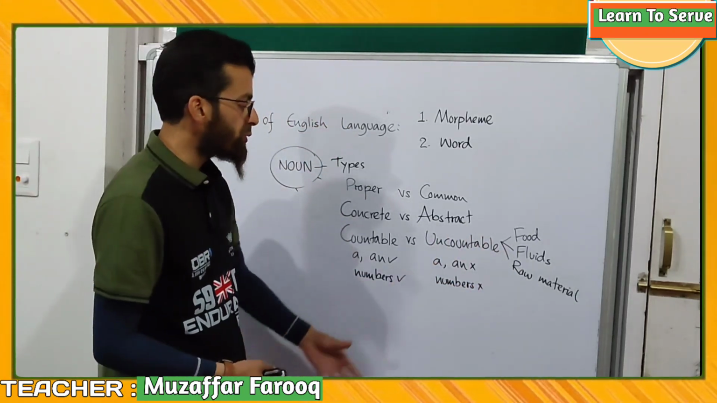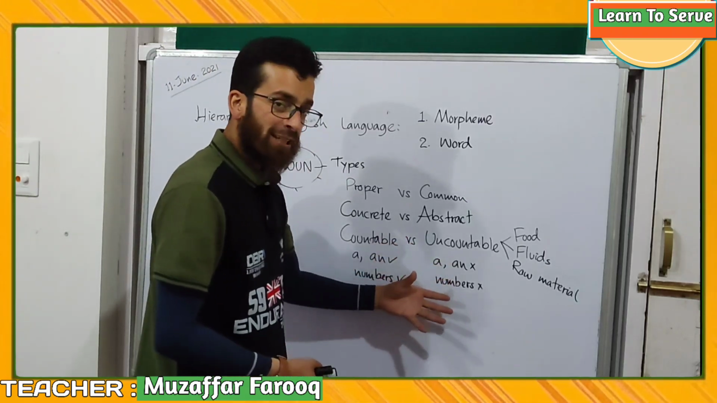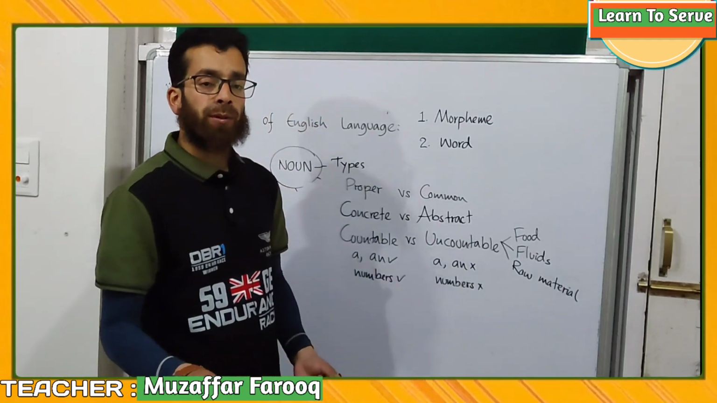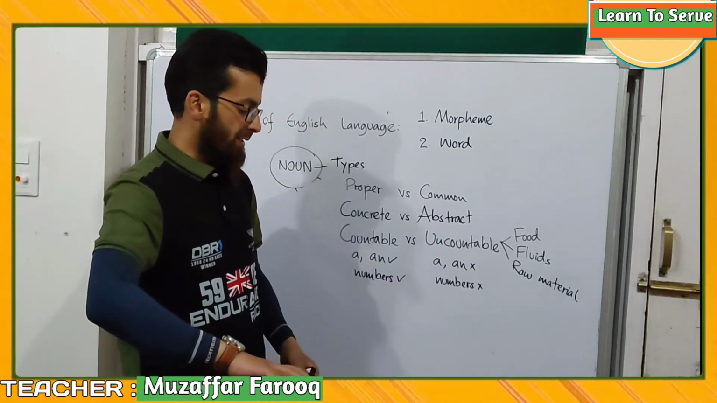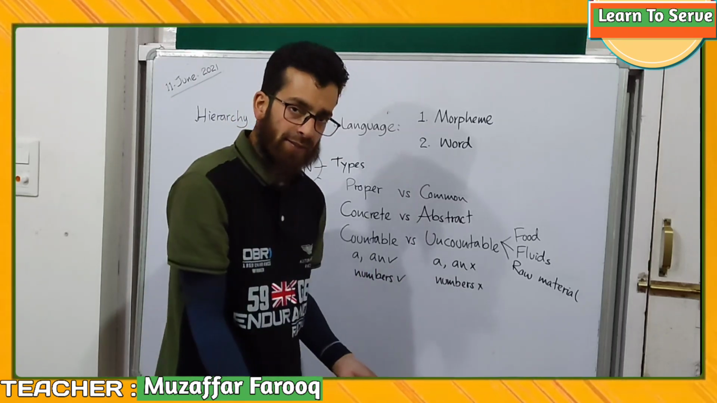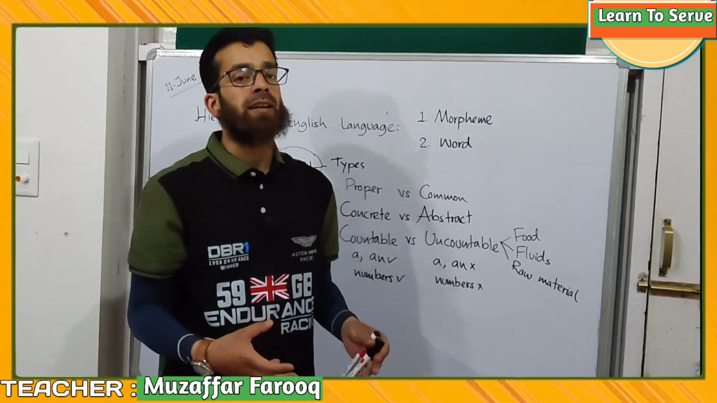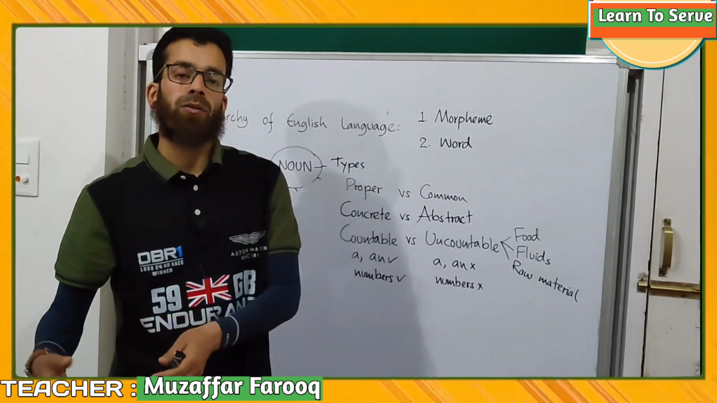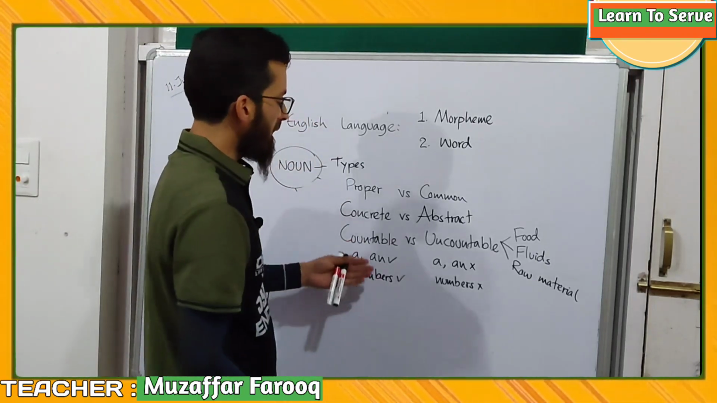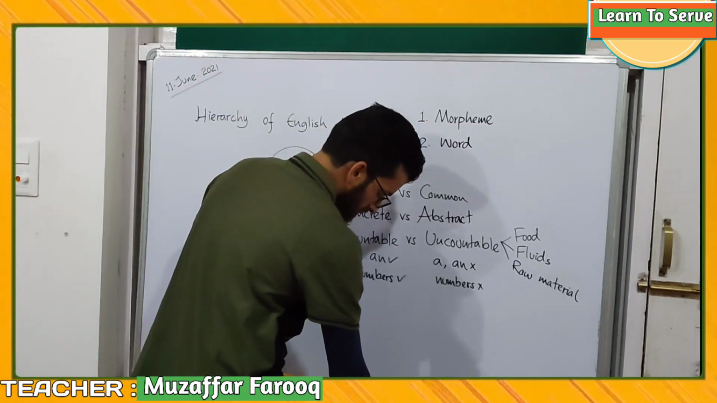You cannot use a determiner a or an, or you cannot use numbers. You cannot say 5 milks. You cannot say 6 coffees. No. Yes, you can say 5 glasses of milk, not 5 milks, like that. So this is the difference between countable and uncountable nouns.